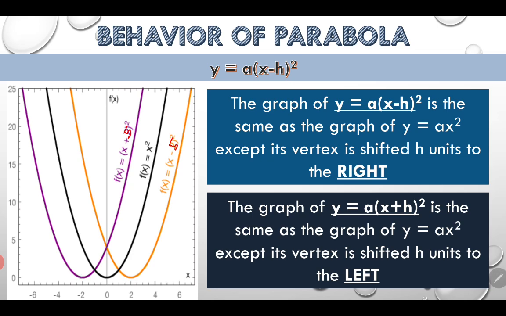So, as you can see, this purple parabola shifted, sorry, this is plus 2, plus 2, minus 2, okay? Shifted 2 units to the left. While the orange parabola is minus 2, so it shifted 2 units to the right.